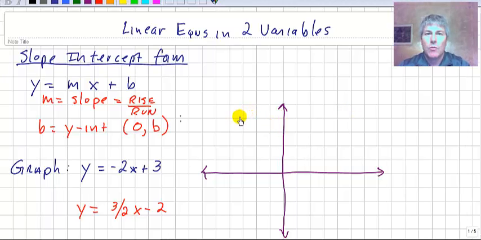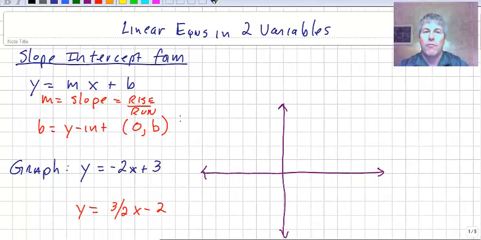Welcome back. Today we're going to talk about solving and working with linear equations in two variables. In addition to solving them, we are also going to be graphing them, and we're going to work with a couple of different forms: slope-intercept form, standard form, and we will also introduce point-slope form. So let's start with slope-intercept form.